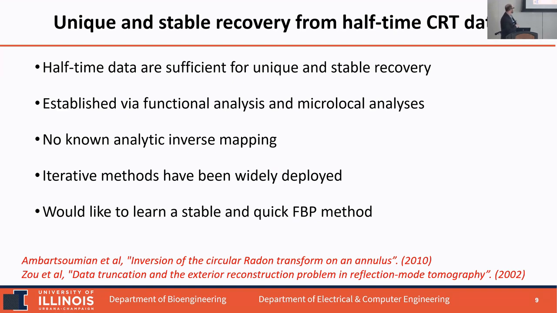So it has been shown that half-time data are sufficient for unique and stable recovery, just like in the radon transform case. And this was established in the math community, basically in a continuous setting through the results of functional analysis and microlocal analysis. Right? So we know that at least in the continuous case, wow, we should be able to reconstruct an accurate image stably from these type of data. Like I mentioned, there's no analytic inverse mapping, so there's no FBP type formula that has been derived. Even in the math community, they've tried very hard. Iterative methods, I already told you, have been deployed, but we're going to get around this to learn a stable and quick filtered back projection algorithm.